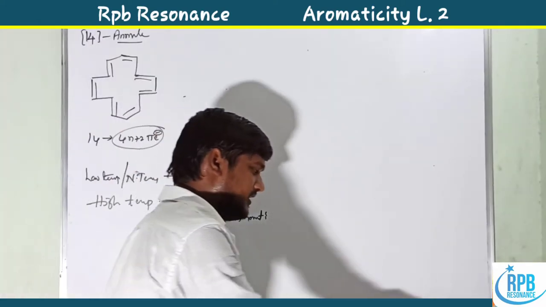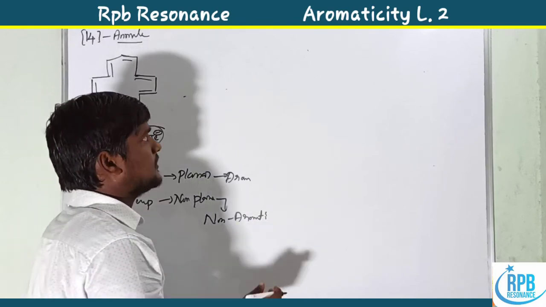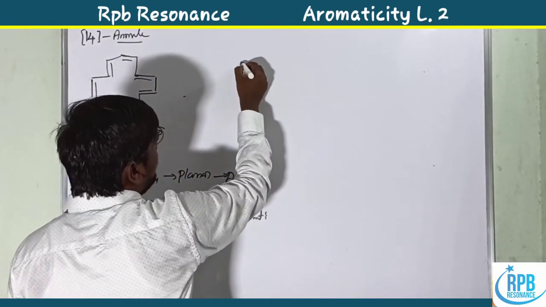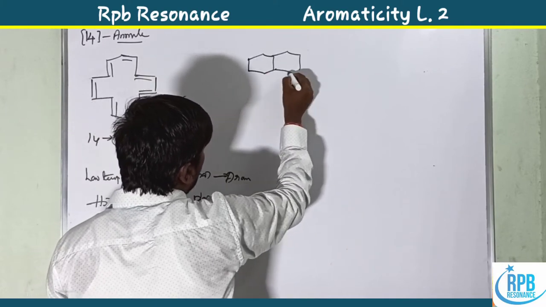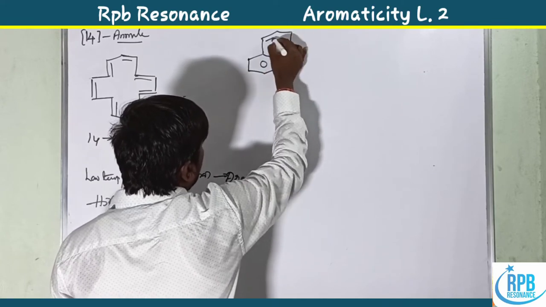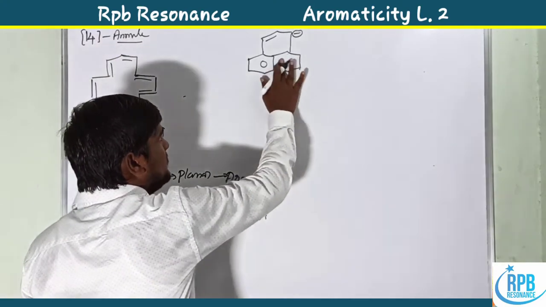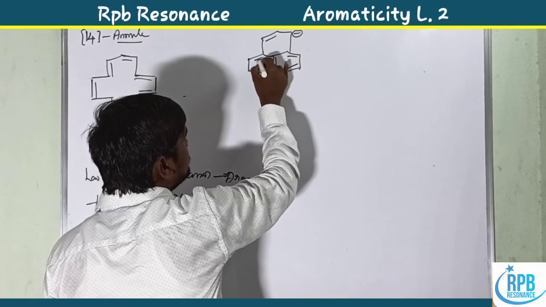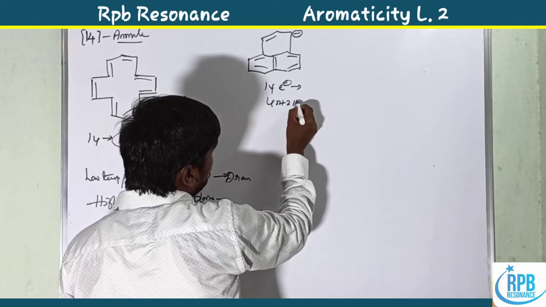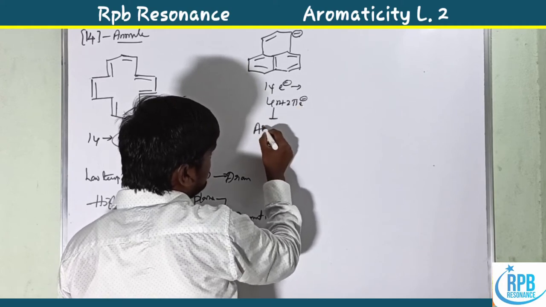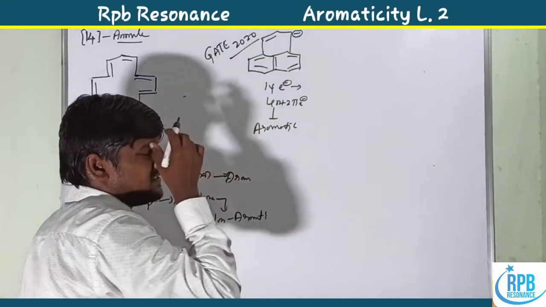Now, not only 14 annulenes, 14 pi electron systems are also very important for the competitive exams. That's why I'll discuss those kinds of 14 electron systems. Here it is a 14 electron system. Simply it is a naphthalene derivative. So this is the double bond, here it is the negative. This is the GATE 2020 problem. Here the triple bond means 10 electrons, 12 electrons, 14 electrons. The 14 electron system follows the 4n plus 2 pi electron rule, then it is aromatic in nature. This is the GATE 2020 problem.